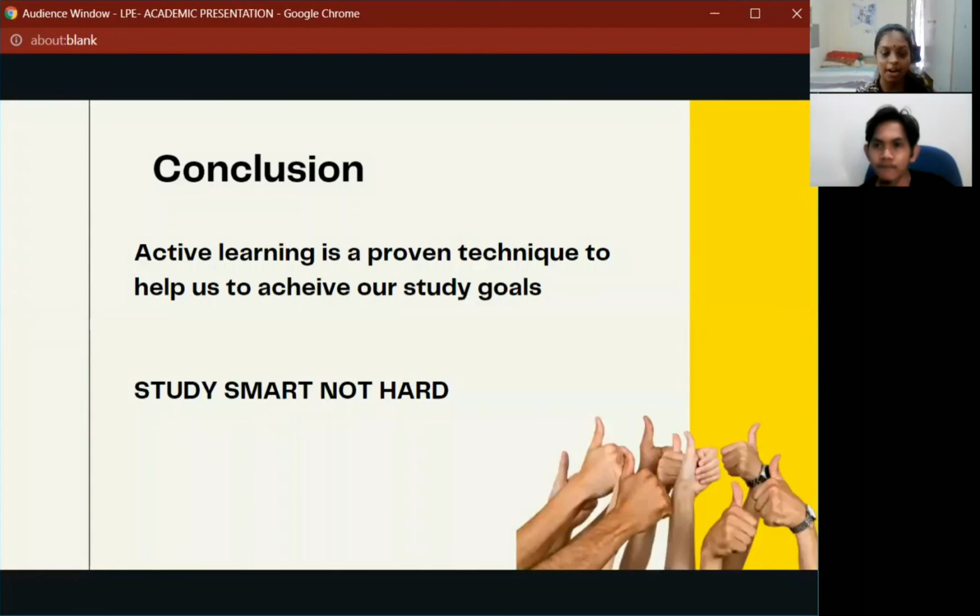So in conclusion, after hearing Hanif and myself explaining about note-taking techniques, I hope you guys will use these two beautiful methods to study, because active learning is a proven technique to help us achieve our study goals. Remember, study smart, not hard. During this ODL, which is online distance learning, this is very important as we have lots and lots of homework and assignments to submit. So we don't have much time to study well. We need to use our time wisely by using these active learning strategies.